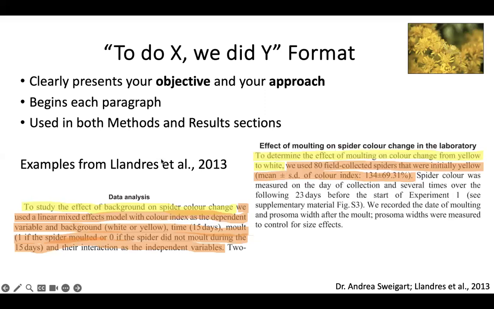And this is another really good example with the same type of thing. "To determine the effect of molting on color change from yellow to white, we used 80 field-collected spiders that were initially yellow." And then they go into more details below in the methods section. So again, this "to do X, we did Y" format is really useful for beginning each paragraph, really as a topic sentence, again calibrating your readers to why you did everything in the following paragraph.